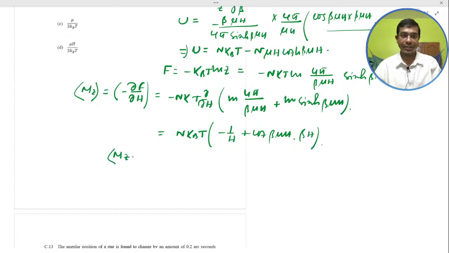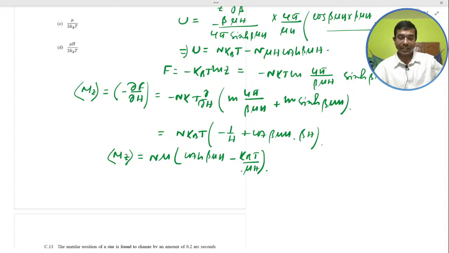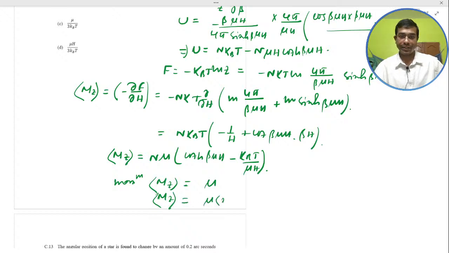So now ⟨Mz⟩ is nothing but nμ coth(βμh) minus kT over μh. So the maximum of Mz is nμ. So the Mz will be nμ²h by 3kT.